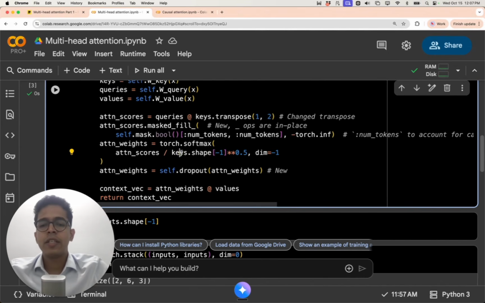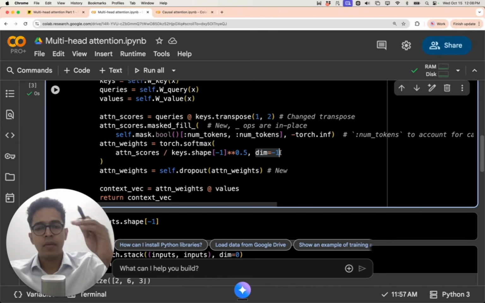So keys.shape[-1] will be equal to 2, and 2 raised to 0.5 is the square root of 2. So we are taking the square root of 2. And then softmax is applied along dimension equal to -1, such that the softmax is applied along the rows.